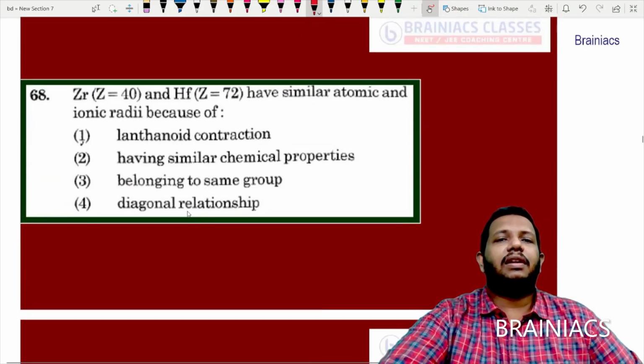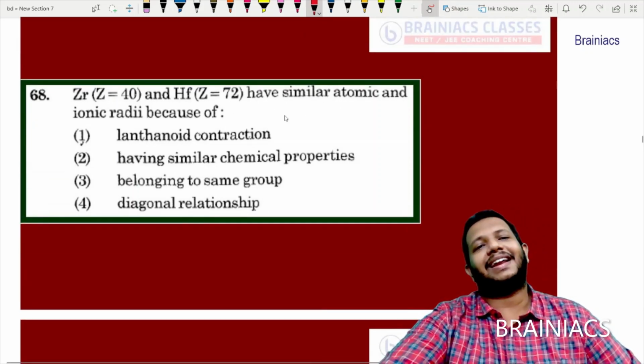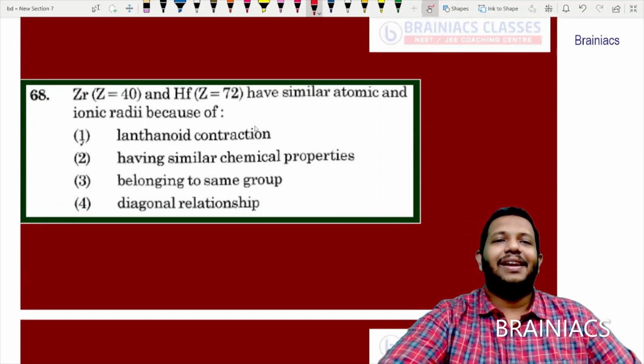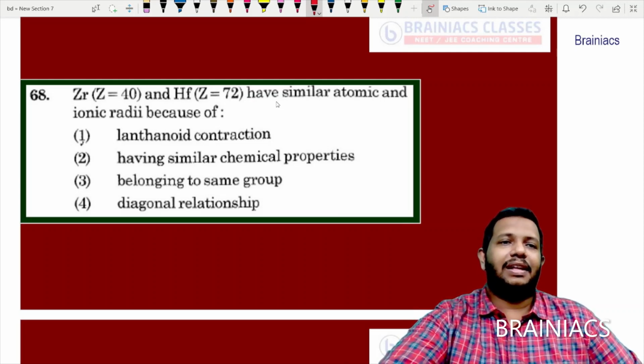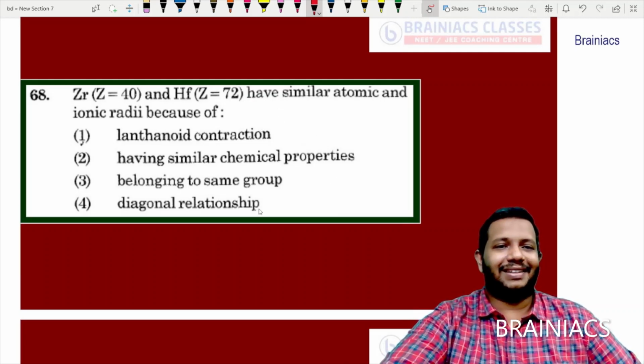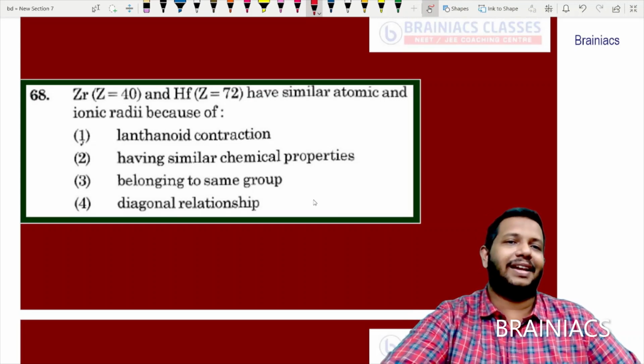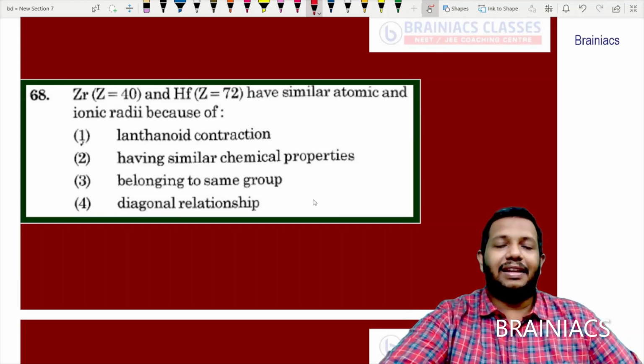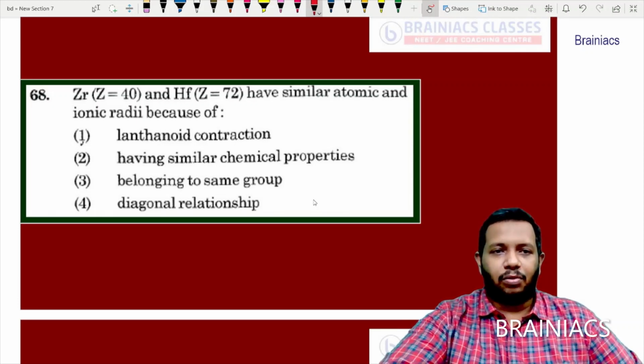Next one, zirconium and hafnium have similar atomic and ionic radii because of... We know that this is from the chapter D and F block elements, and we know what the reason is. If you go through the options you will get it, because we learn this in a big way there. We are understanding the shielding effect, what the shielding effect is and what lanthanoid contraction is.